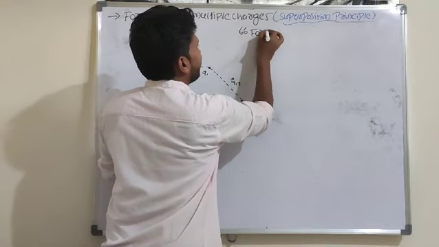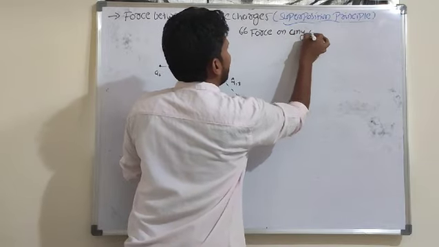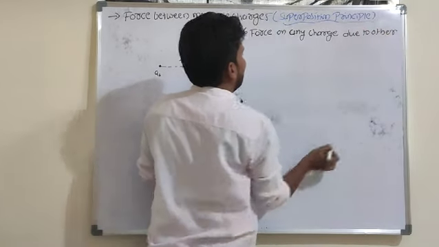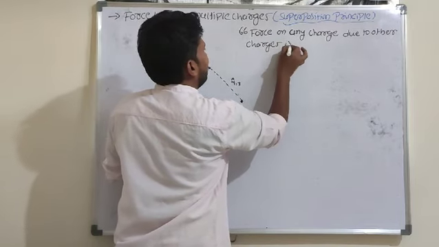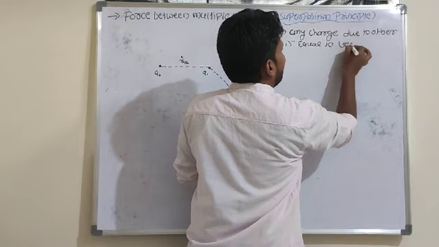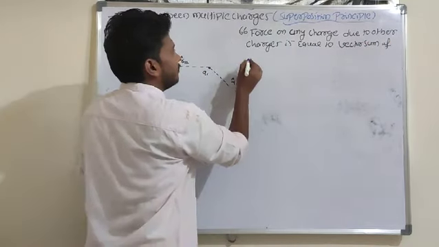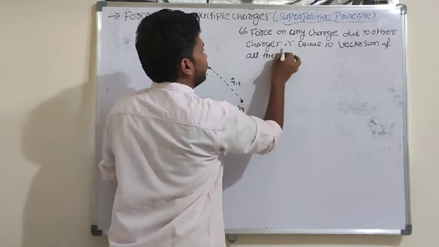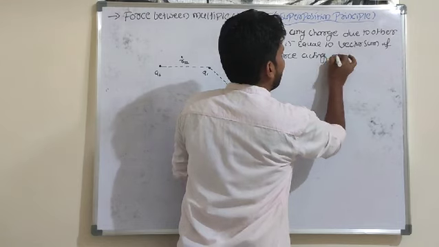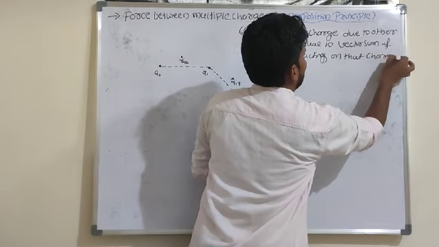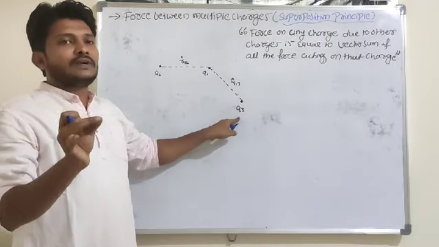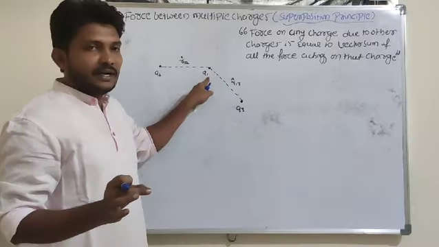Force on any charge due to other charges is equal to the vector sum of all the forces acting on that charge. So that is the superposition principle here. What does the superposition principle say? Force on any charge due to other charges is equal to the vector sum of all the forces acting on that charge. So let me write that.